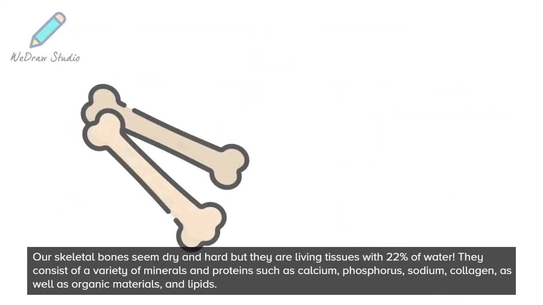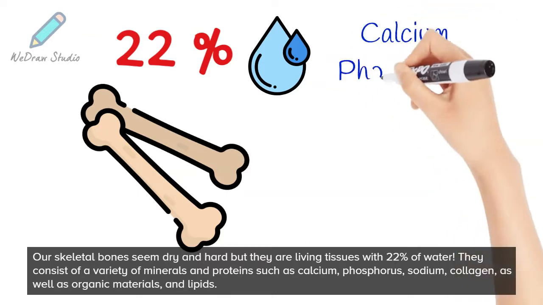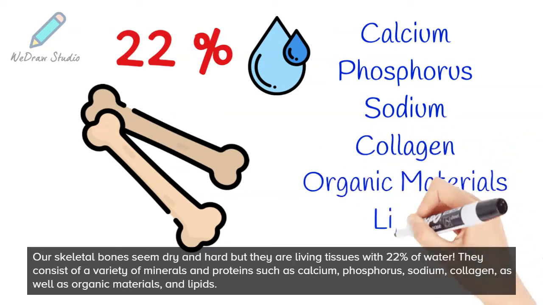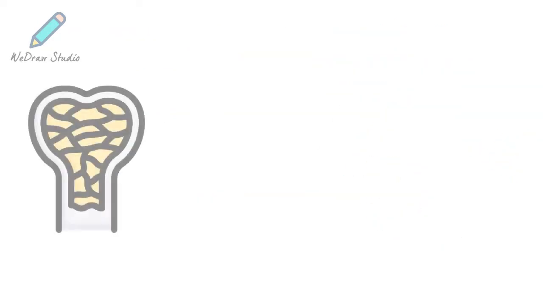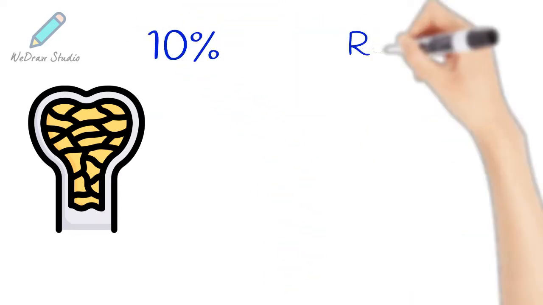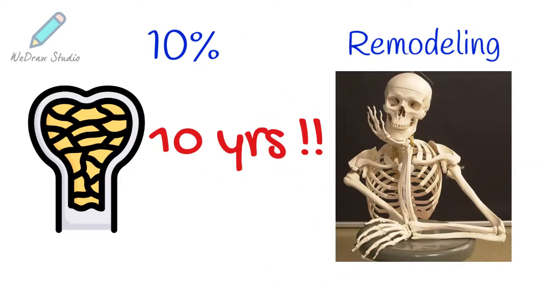Our skeletal bones seem dry and hard, but they are living tissues with 22% of water. They consist of a variety of minerals and proteins such as calcium, phosphorus, sodium, collagen, as well as organic materials and lipids. Bones are constantly growing and regenerating. Every year, about 10% of bones are replaced in adults through a process called remodeling. We get a completely new skeleton about every 10 years.